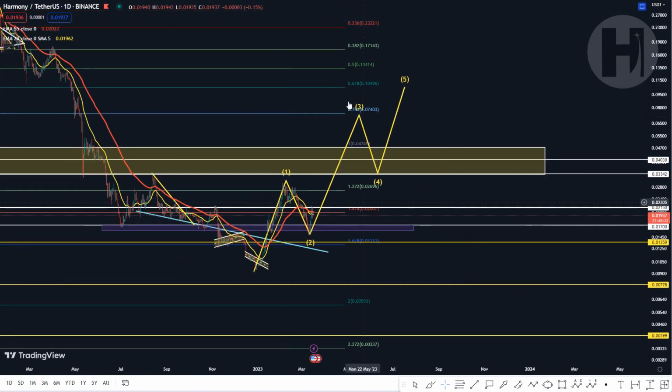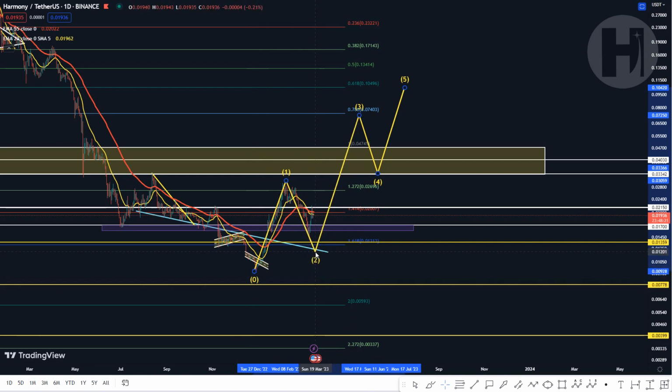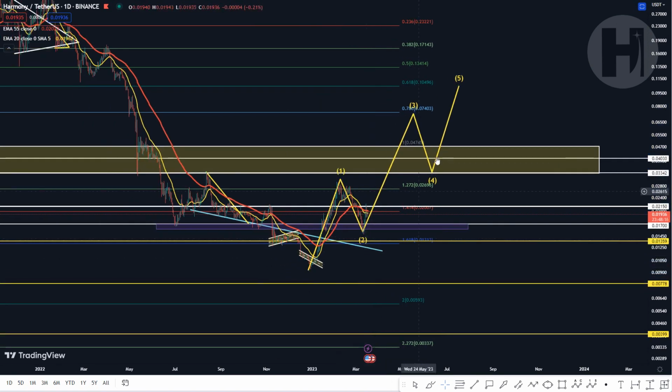So potentially this is what we could be looking at. Of course, if we start coming back down with the wave 2 pullback and we drop lower than the wave one low, then obviously this is invalidated. But for now, we are holding this low. It looks good.